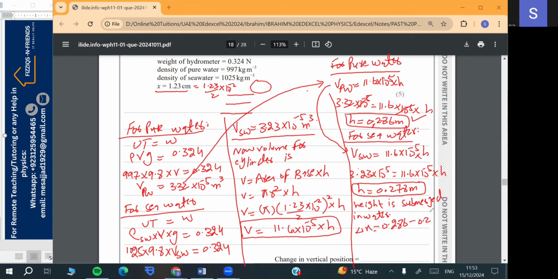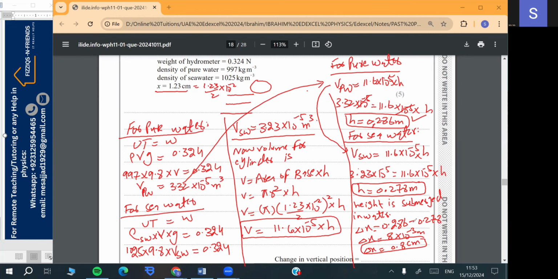0.286 minus 0.278. So this is equal to 8 × 10^-3 meters, or simply 0.8 centimeter, or about 1 centimeter moved up. So the hydrometer moved up about 1 centimeter when you put it in the seawater.